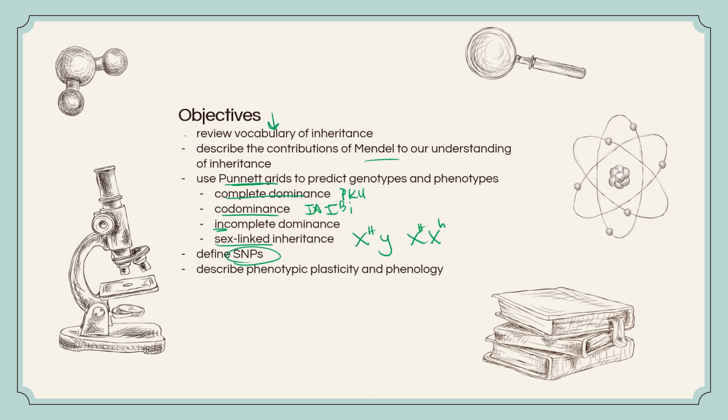SNPs are single nucleotide polymorphisms, the formation of different alleles due to mutation. Phenotypic plasticity. We can change those phenotypes depending on environmental influences. Phenology is related to seasons, turning on and off traits due to the climate. Good work today.